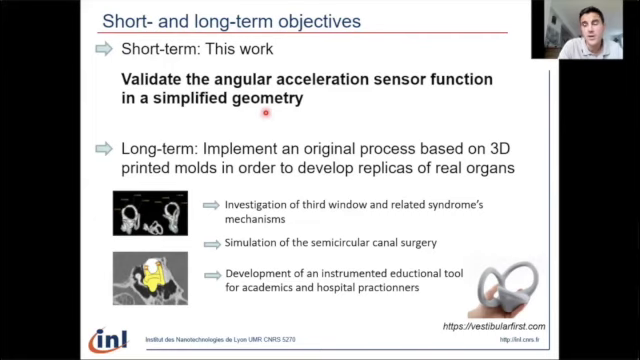From this realistic model, we hope in the future to investigate different specific pathologies of the vestibular system. We also plan to simulate semicircular canal surgery in order to refine the operative gesture. And finally, we are convinced that the development of a realistic model could be used as an educational tool for academics and hospital practitioners.